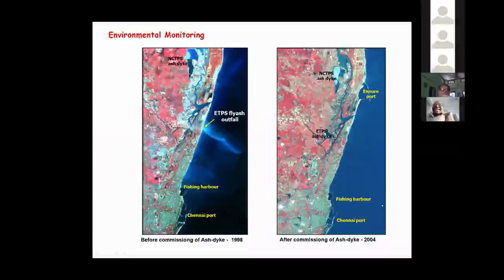Even now, to the north of the NOR port, there is an island where SAR centers, ISRO centers, were there. So there also we look at how it is changing. Every time, this type of satellite image will be useful for environmental monitoring. Next.